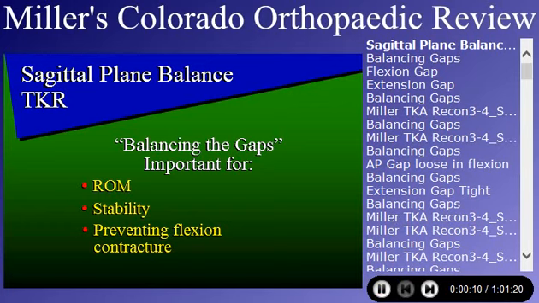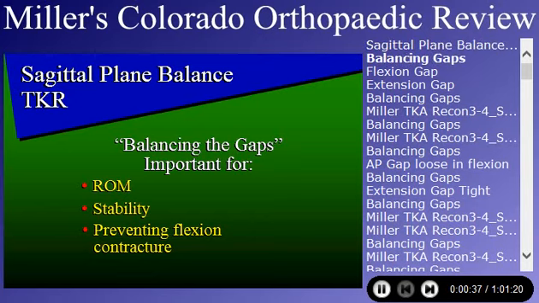We're going to start where we left off yesterday with total knees, where we were balancing in the coronal plane, and now we're going to balance in the sagittal plane. This is important, and balancing in the sagittal plane is also known as balancing the gaps, the extension and flexion gaps. It's important to balance the gaps for range of motion, stability, and prevention of flexion contracture. This is what's going to get you a range of motion by maintaining that joint line and having adequate balance.